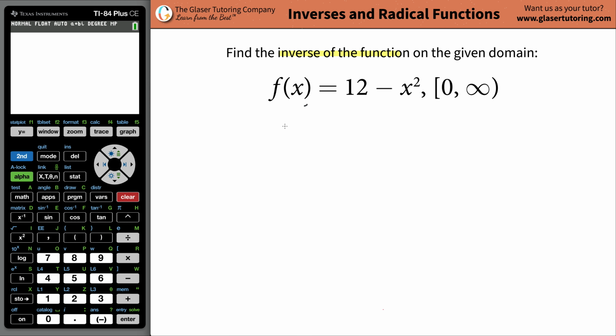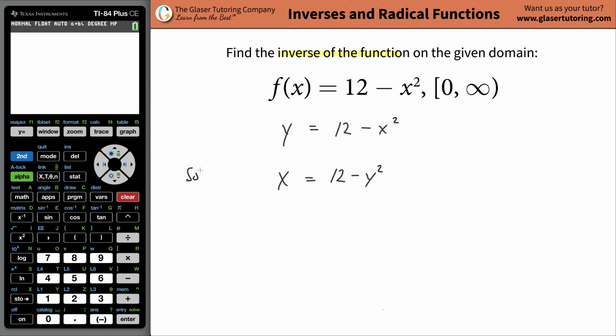So first thing is take your f of x and just rewrite it as y. Now some of these steps you could skip, but I like to do it in this process. Then what you're going to do is everywhere you have a y, you're going to write an x. And everywhere you have an x, you're going to write a y. Keep everything else the same.